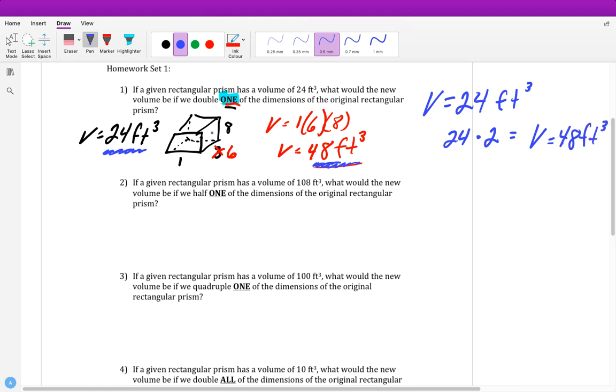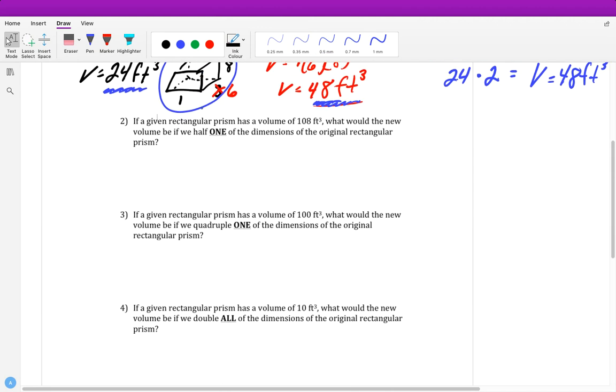So you do not have to draw this image that I drew here. You just have to think about, are we changing one or are we changing all?